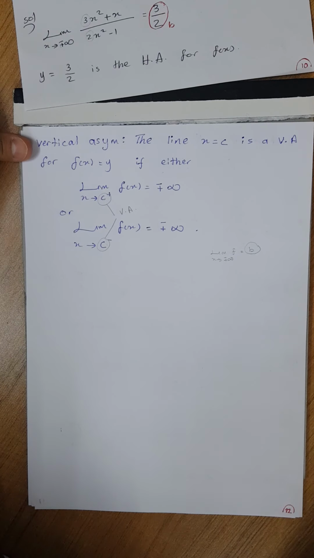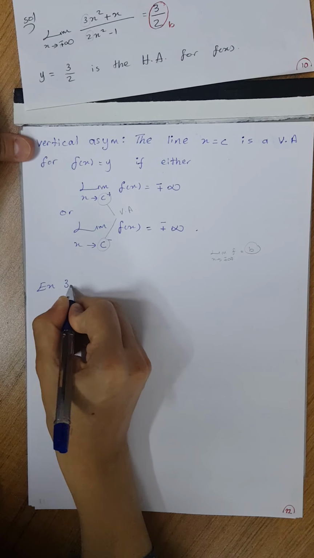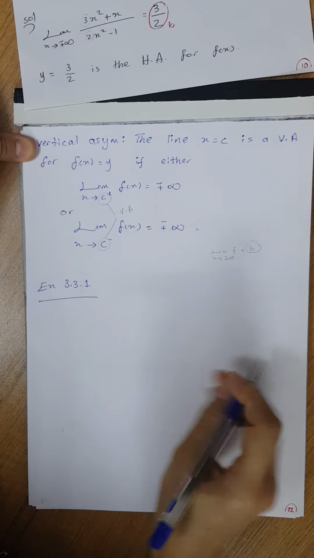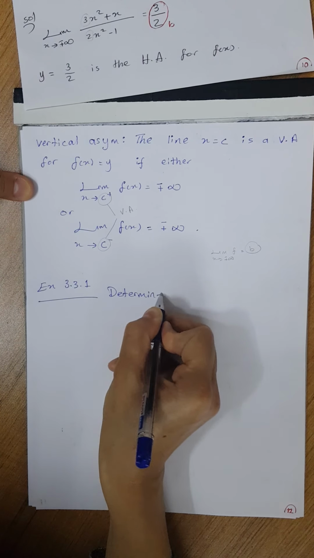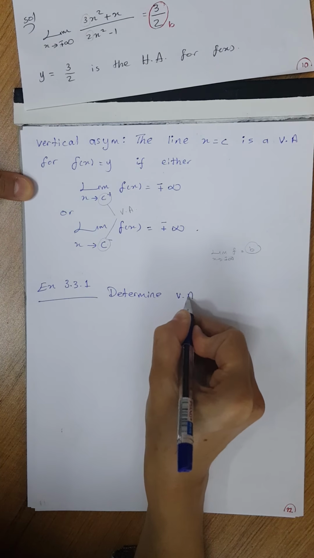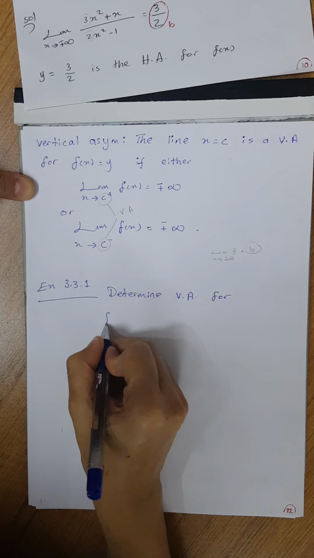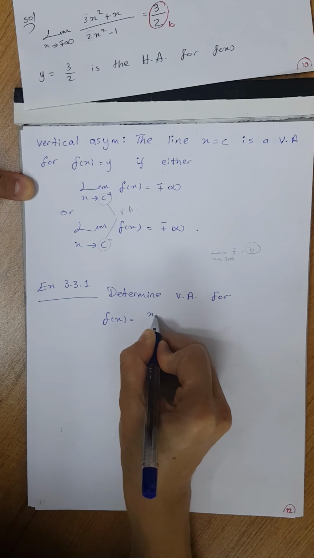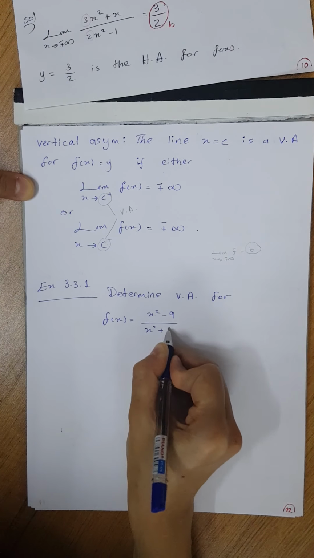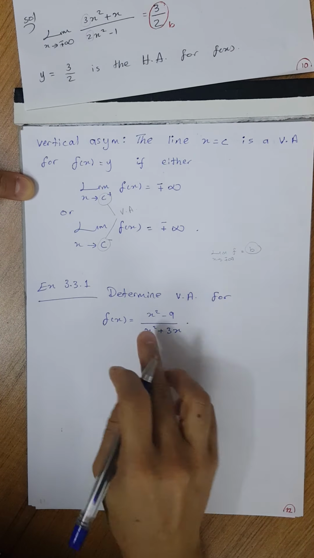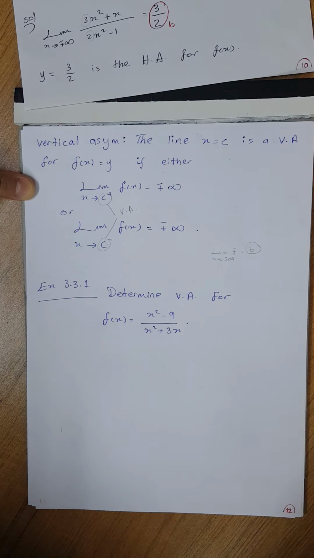So how is the procedure for finding those vertical asymptotes? In example 3.31, it says determine the vertical asymptotes. I will write it shortly, for f of x equal to x squared minus 9 over x squared plus 3x. So a function is given to me. It says determine all the vertical asymptotes for that function, of course, if they exist.